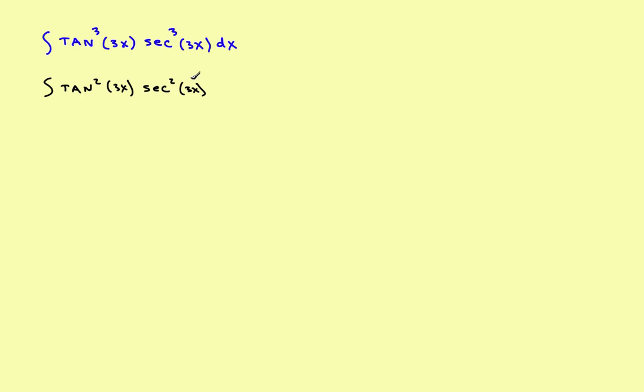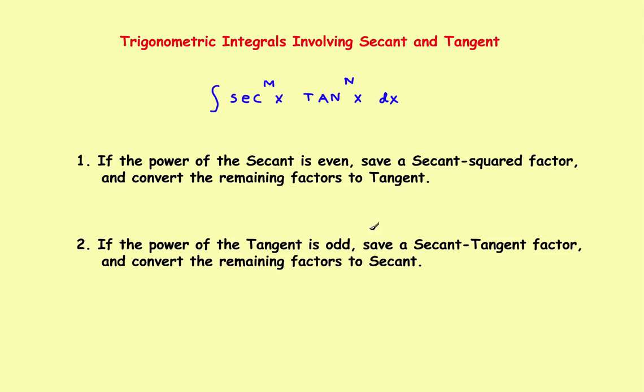So the idea is we took one secant and moved it over here, and then we took one tangent and moved it over here. So what that's going to give you is secant of 3x here, then a tangent of 3x, and then finally a dx. So you still have the same thing. You just took one tangent, moved it over here, one secant, moved it over here. And that's what the rule means when it says save a secant tangent factor. So that's what that's all about.